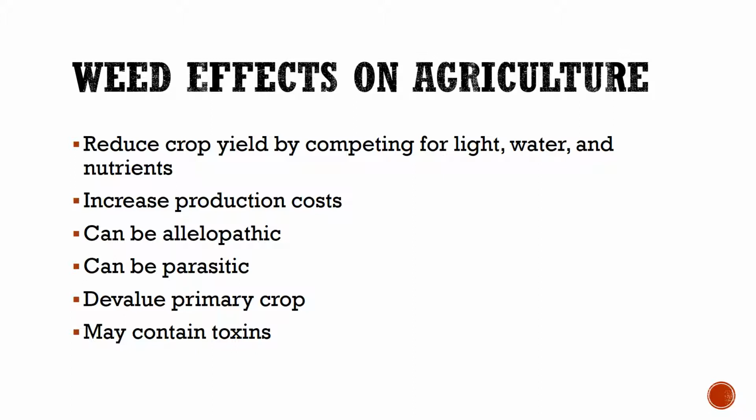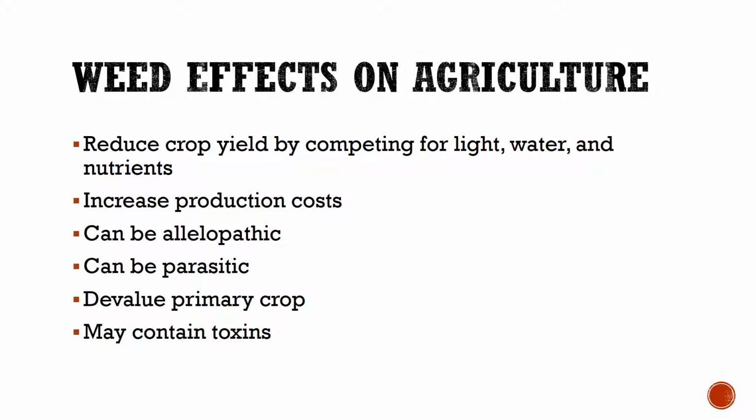So how do weeds affect us in agriculture? We've talked about yield and how that is really important because weeds will compete for water, nutrients, and light, but they also have a pretty significant cost of increased production. You're going to have to spread more herbicide because of those weeds, maybe more fertilizer. They can be parasitic, and they can be toxic, and so those are not good. They can also devalue a crop.